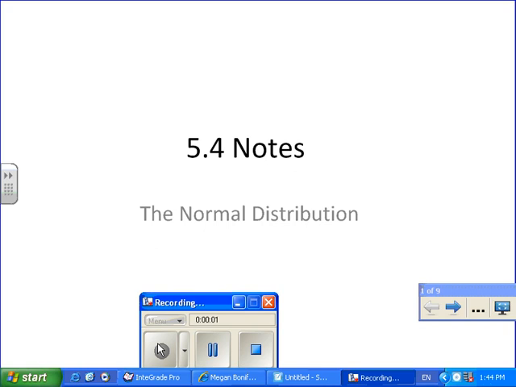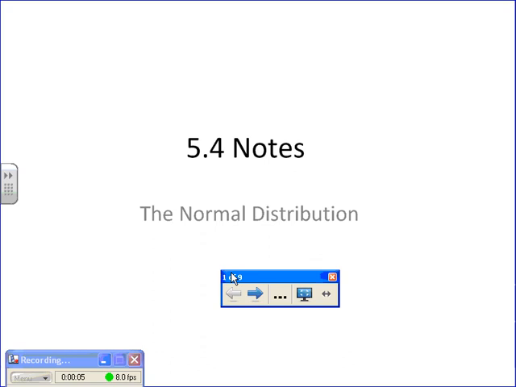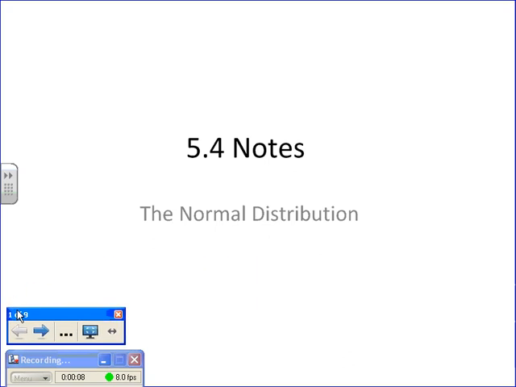Hi everybody, welcome to our lesson 5.4, and we are looking today at the normal distribution or normal distribution curves, which are also sometimes called bell curves in statistics. This lesson is just going to look at one way that data can be spread out, and it's spread out in the shape of a bell or a normal distribution curve. So if you've got your notes in front of you, 5.4, we're going to go ahead and get started.